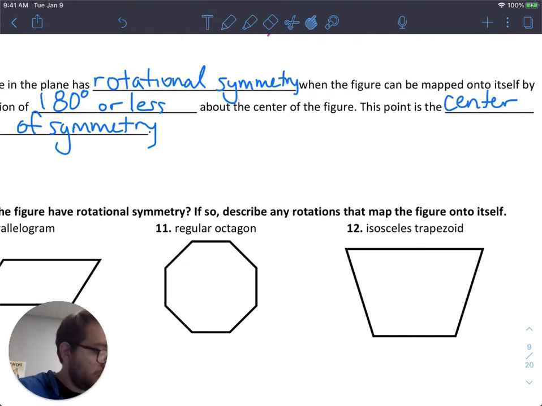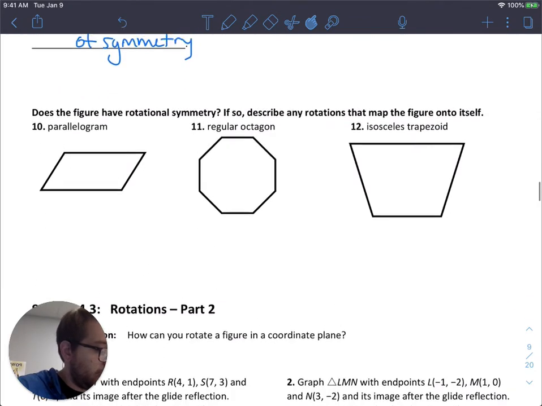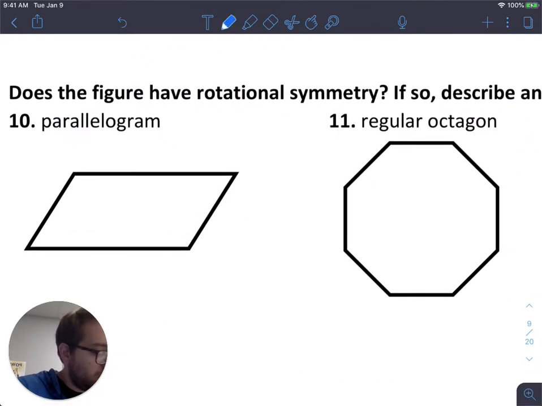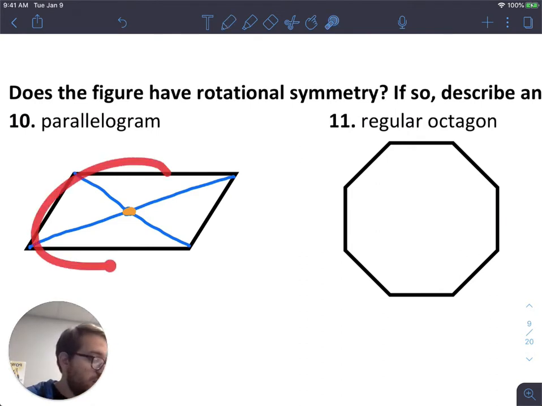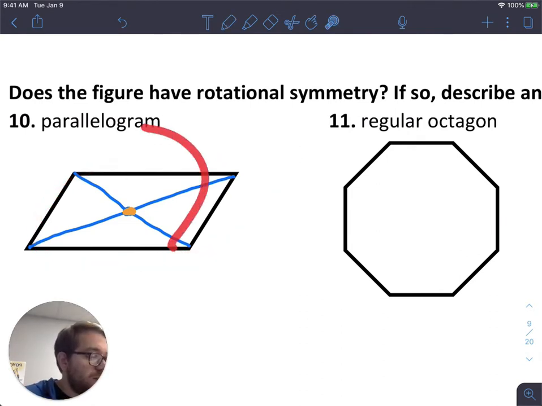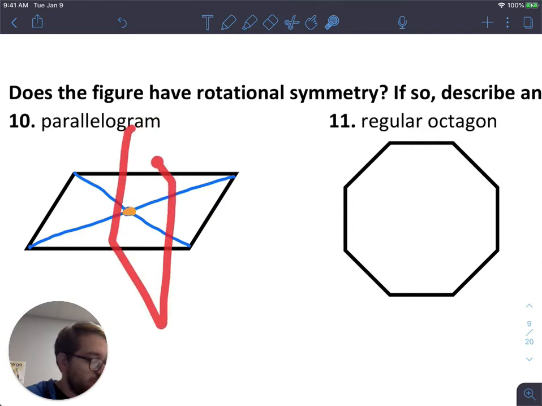So if we look at each of these examples here, 10, 11, and 12. With this parallelogram, you can tell rotational symmetry if I draw lines from each of the corners. So this point here would be my center of symmetry, because if I rotate this figure 90 degrees, then the points are up here and here. It kind of looks like this. I don't know if I can draw it super well. It would kind of look like that.